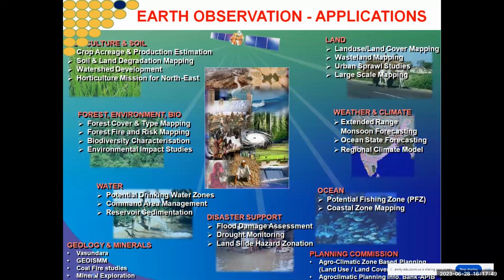In land, we have also planned land use and land cover monitoring, watershed management, urban sprawl mapping, and large scale mapping at the micro level also. Under forest and environment, we have mapped the forest, including forest cover and type map. Also, we have mapped risk and assessment for forest fire, biodiversity characterization, and environmental impact studies through Earth observation satellites. Under weather and climate, extended range monsoon forecasting and regional climate models are included. In water, we delineate watershed management. Under disaster support, there are flood damage assessment, drought monitoring, and landslide hazards. And in geological and minerals, we have found coal fire studies and some mineral exploration.